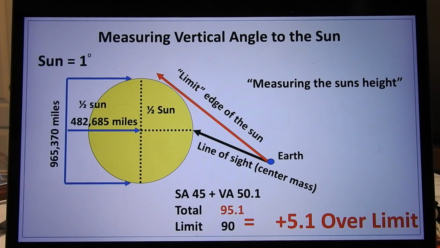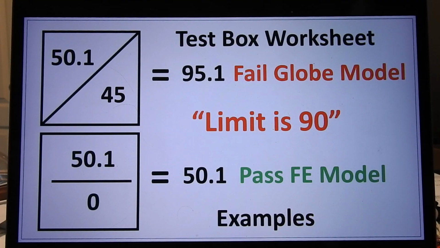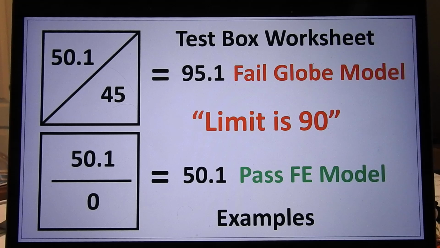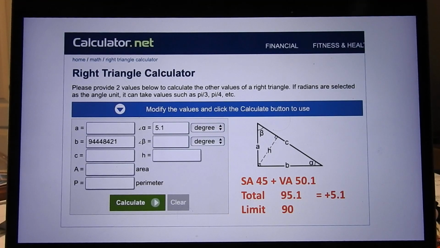And again, if we take an example here, surface angle at 45 degree sector test, you're at 45 degrees to the sun. We had our vertical angle of 50.1. We had 95.1 degrees. 90 degrees is the limit. The sun is always, in the summer, at 90 degrees, so you're 5.1 degrees over the limit. How do we do that? We simply add those numbers into the test box worksheet. The limit being 90 for both models. You can see the flat Earth model easily passing at 50.1, but the globe model fails. 95.1 is 5.1 degrees over the limit. So that's a failure not only in its geometric form, but also in its orbital mechanics. In other words, the sun's out of position.